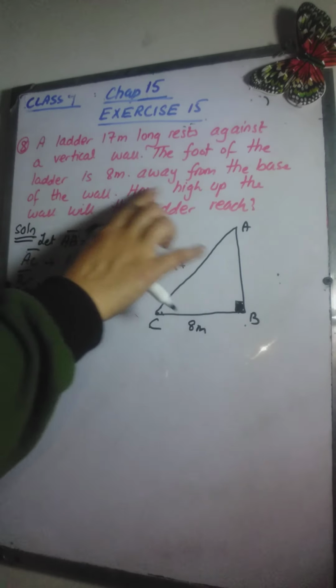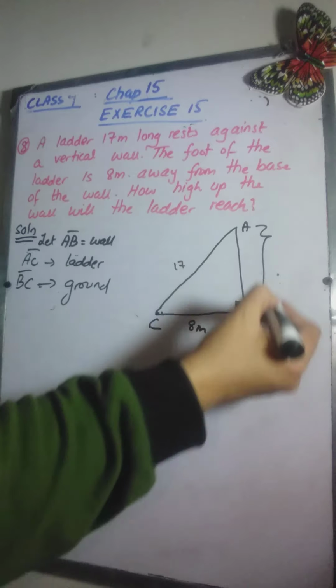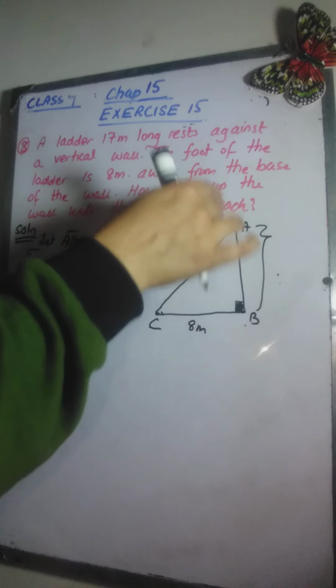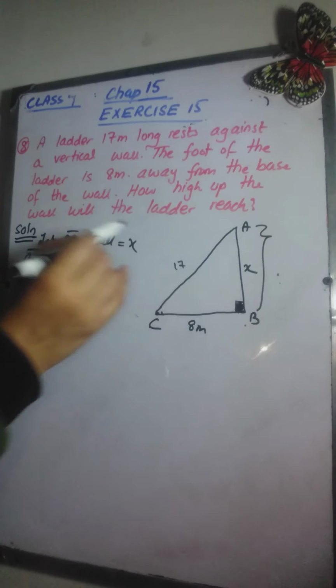Now what they want is how high up the wall the ladder will reach. We have to find this height to which the ladder has reached on the wall. So it means that we want to find this. Let AB be equal to x, we have to find x.